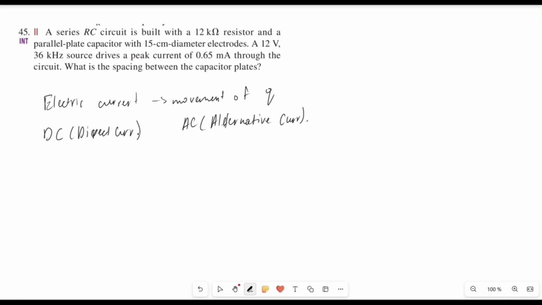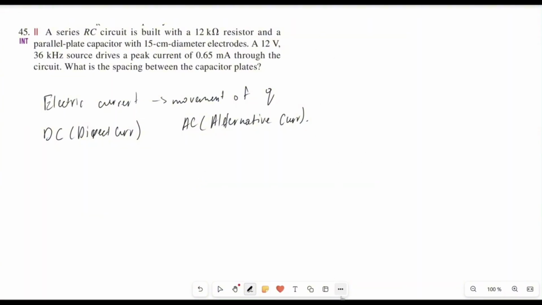In both of my problems, I will solve in the AC source. DC means current moves in one direction, like a battery. AC, its current changes direction many times per second. In these problems, we use an AC source. We have solved this in a DC source in the previous video.